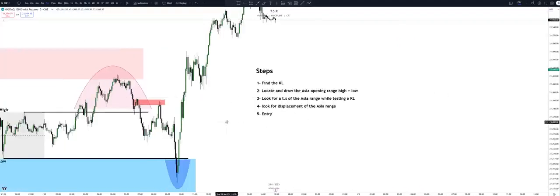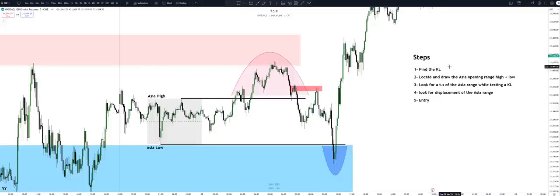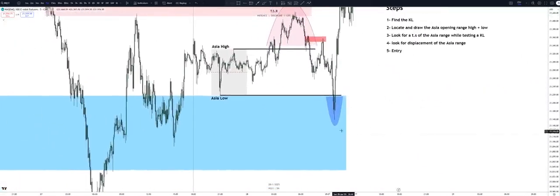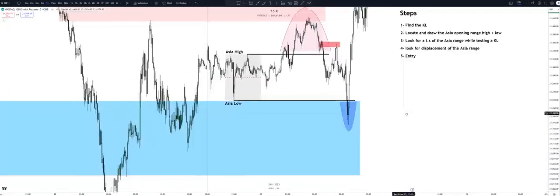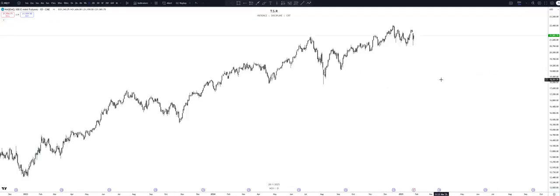The 4-hour key level right over here in the form of a fair value gap. All right, so key level marked out. What is this blue shaded region right below us? This is a daily key level in the form of a daily inverse fair value gap. Let's go on to the daily time frame and show you guys this.